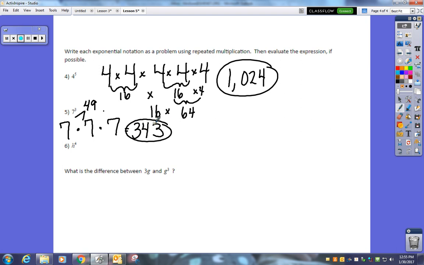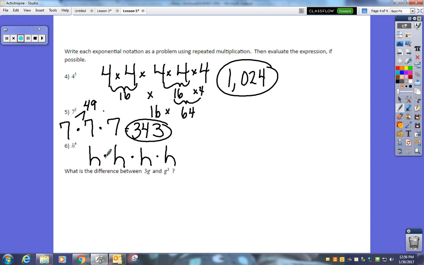Okay, the last one involves a variable. So the base is h, meaning I'm going to start by writing down h. I'm going to write it down 4 times, and I'm going to put multiplication symbols in between each. Remember to make sure you're using the dot for multiplication when you're using variables. This one we can't evaluate because we don't know what h is, so we would just leave it at h times h times h times h.